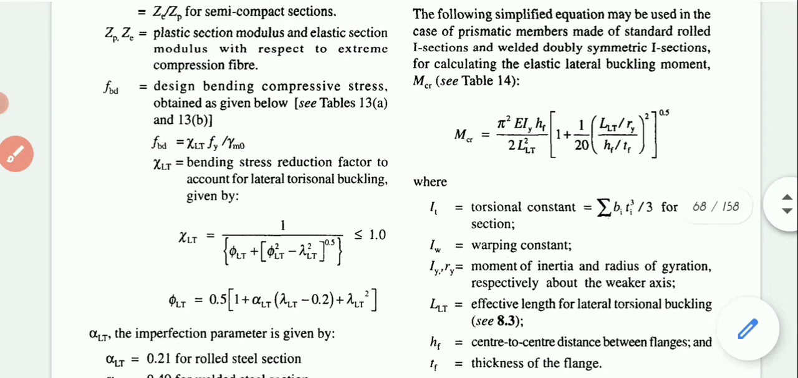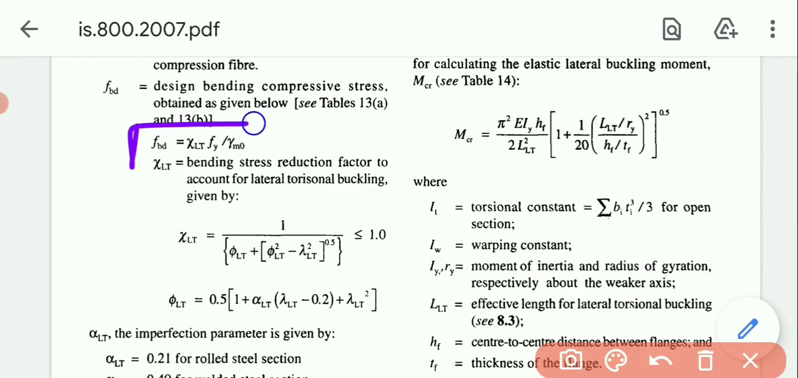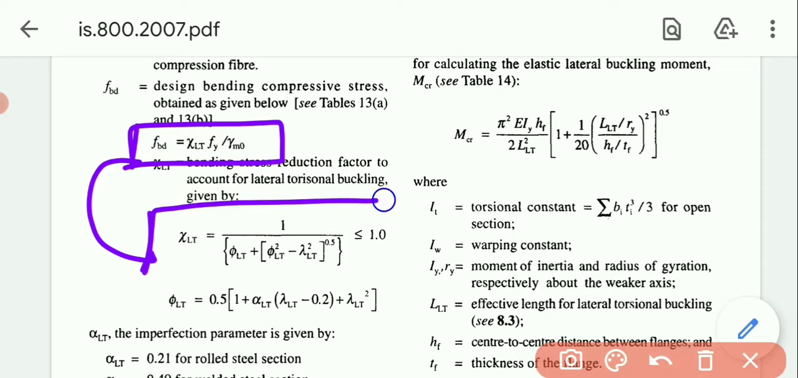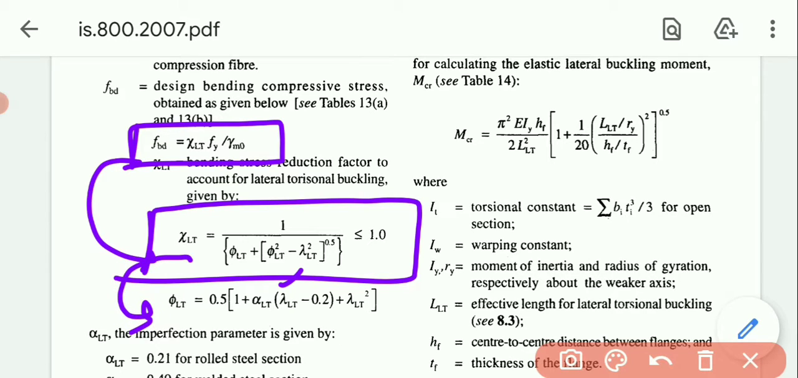Or else, if we don't want to use the table, then fbd's formula is there: chi_lt fy by gamma m0, where chi_lt is 1 upon phi_lt plus the bracket phi_lt square minus lambda_lt square, whole raised to 0.5, which should be less than or equal to 1. In this one the unknown is phi_lt, which is 0.5 in the bracket 1 plus alpha_lt in the bracket lambda_lt minus 0.2, plus lambda_lt square.